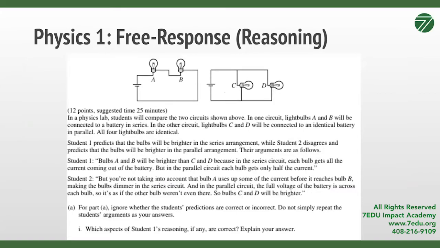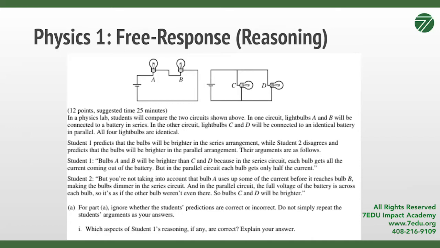Another specific thing they have in the Physics 1 test that doesn't really show up on the Physics C is this kind of verbal reasoning type of question. So this one, they basically give a premise where we have a series circuit and a parallel circuit, and they're basically looking at how the light bulbs are different.